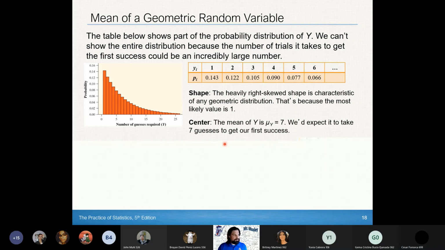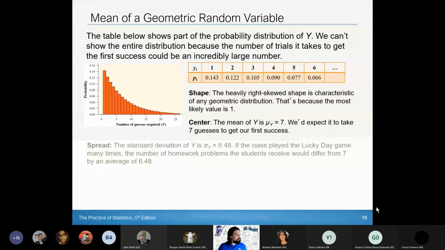The center, right, the mean of y is 7, and we'd expect it to take 7 guesses to get our first success. We'll show the calculation for this in a moment. The spread, the standard deviation of y is 6.48. If the class played the lucky day game many times, the number of homework problems the students receive would differ from 7 by an average of 6.48. It's got a really big swing.